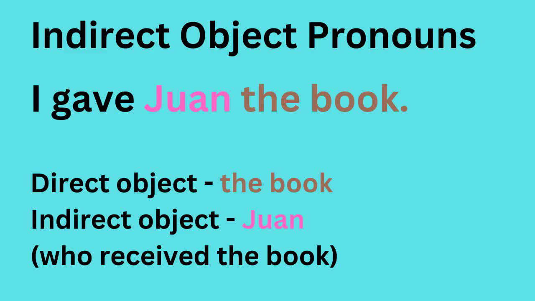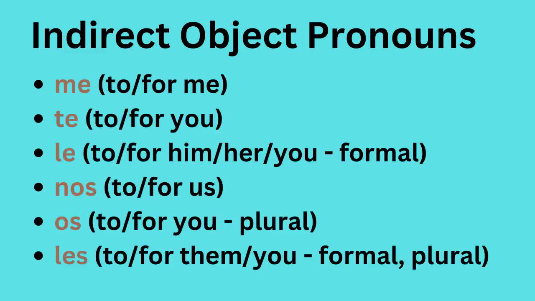Now, in Spanish, when we want to replace the indirect object with a pronoun, we use what's called an indirect object pronoun. These pronouns are: me, to me or for me; te, to you or for you; le, to him, to her, or to you in a formal situation; nos, to us or for us; os, to you or for you when the object is plural; les, to them or to you in a formal and plural situation.